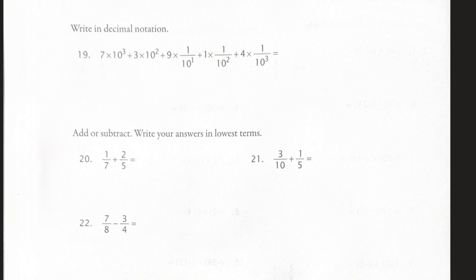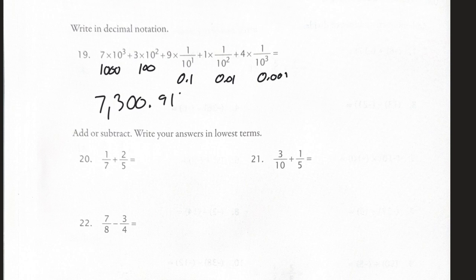I find it helpful to write out these powers. So that's 1,000, that's 100, 0.1, 0.01, 0.001. So that means we have 7,300, and then it jumps to a decimal of 914.